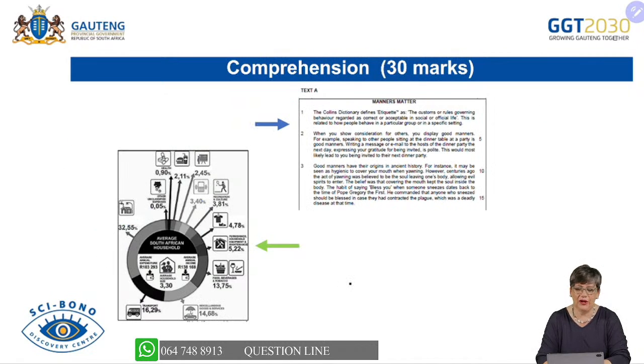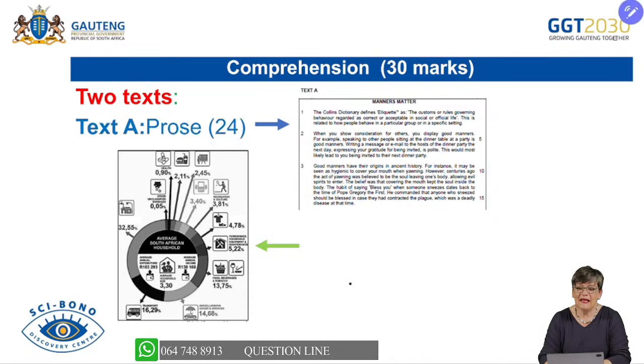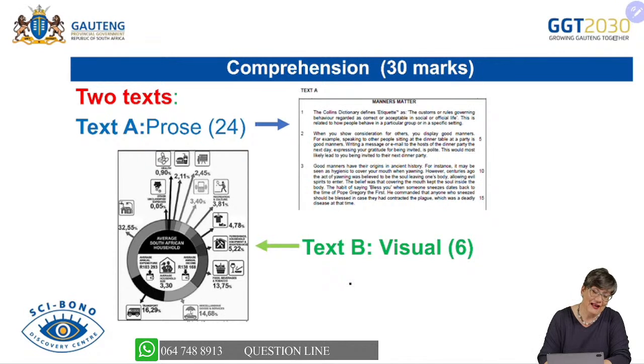Now let's start with the comprehension. You will be given 2 texts. The first text is a prose, in other words, a written text, and you will be required to answer questions there for 24 marks. You will also be given a visual text of 6 marks. Now, remember, there is no relation between the prose and the visual text. And you don't have to try and find any connection between the two. They are 2 completely different texts.